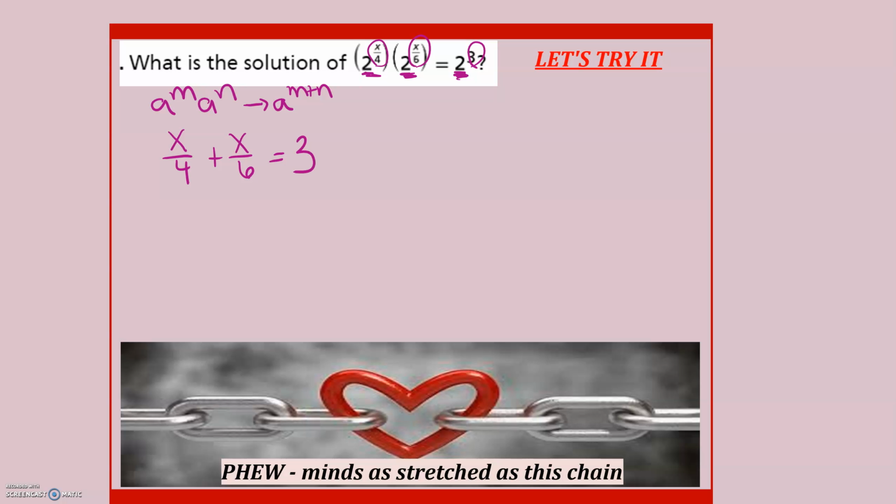Well, now I need to just add fractions, so I need the lowest common denominator. I just said b for d. That was funny. The lowest common denominator between 4 and 6 is 12.